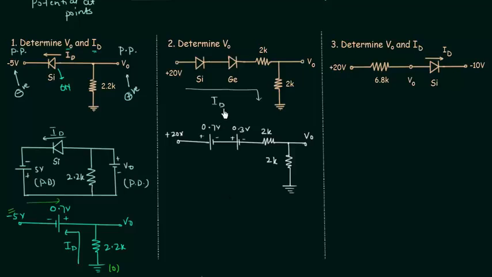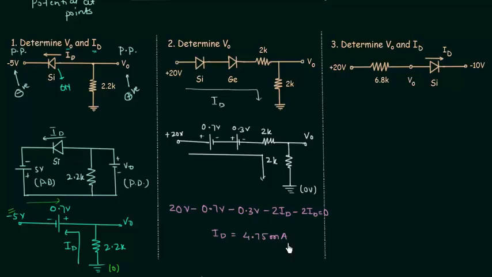First I will calculate ID, the current flowing in this circuit. I will start from 20 volts and move towards 0 volt. 20 volts minus 0.7 volts, 0.7 volts minus 0.3 volts. Voltage drop across this resistance is equal to 2 ID. Voltage drop across this resistance is also equal to 2 ID. When you solve this, you will find ID is equal to 4.75 milliamps.